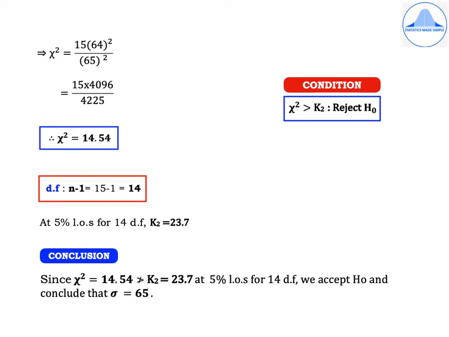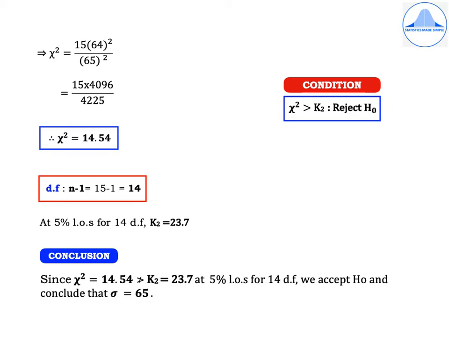Now, let us first find out the degrees of freedom. So, the degrees of freedom for this particular problem is n minus 1, which is equal to 15 minus 1, which is equal to 14. So, at 5% level of significance for 14 degrees of freedom, we find out the value of K2. How do we find out the value of K2? It can be obtained from the statistical table, and from the table for 14 degrees of freedom at 5% level of significance, we get K2 equal to 23.7.